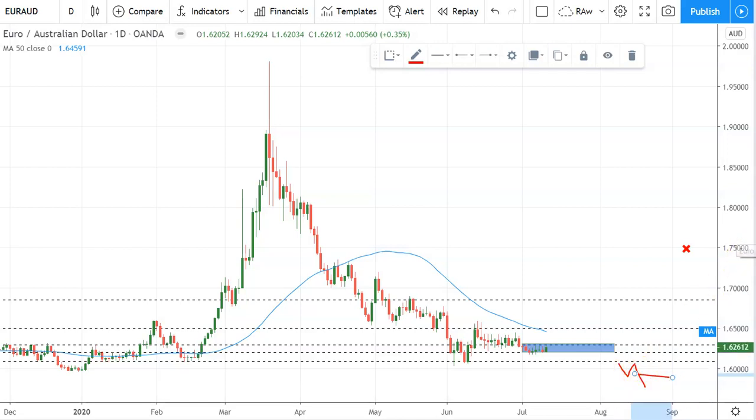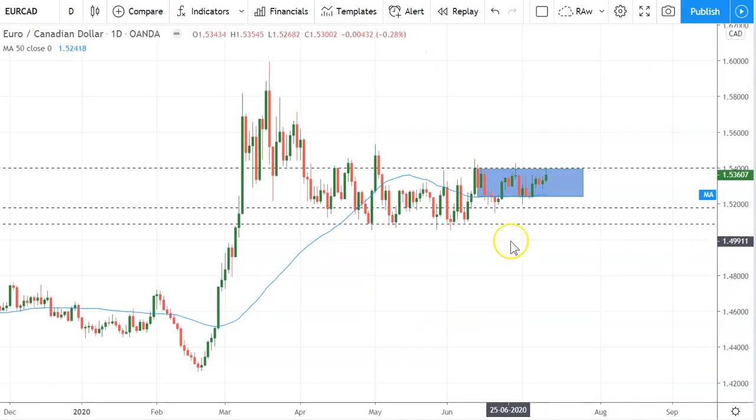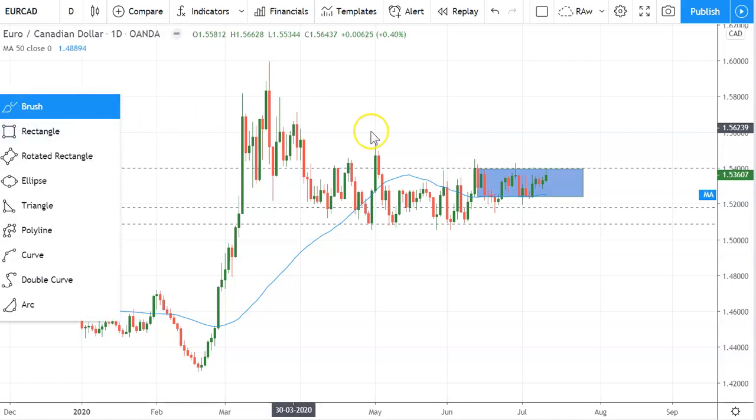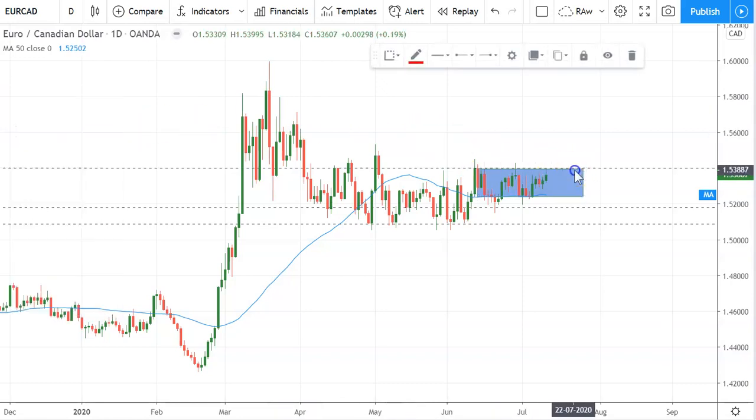right in there. Euro Canadian dollar, again, just a lot of sideways movement. I'm going to play it safe. I'm really looking not just for a break, because look, we had a break here, break here, break here, but I really think in these market conditions, unless there's a real impulse move, I'd much rather see the retest and then get in right in here like that.